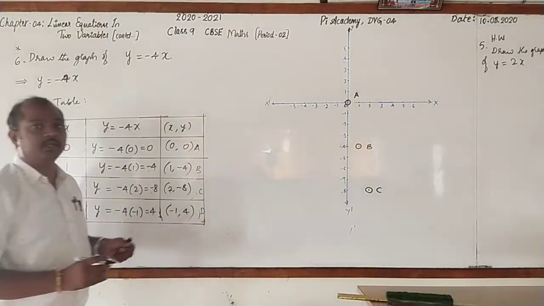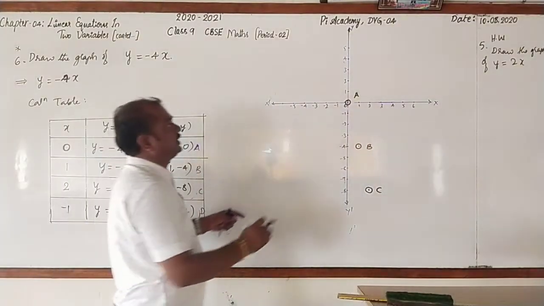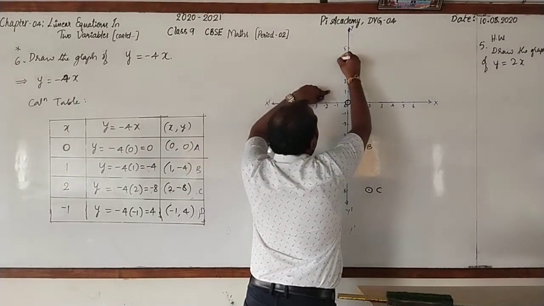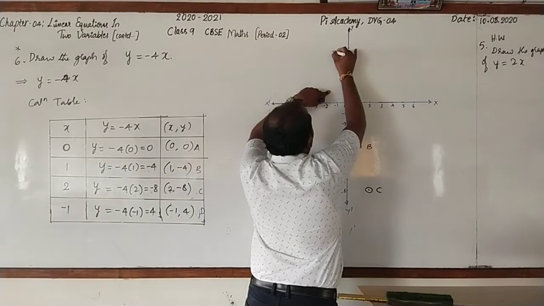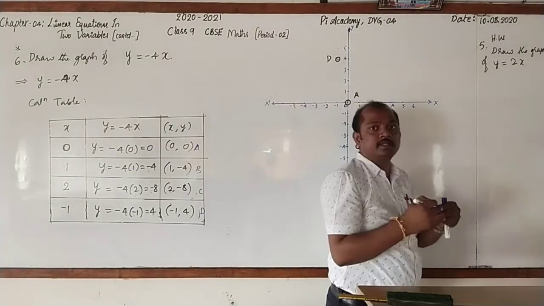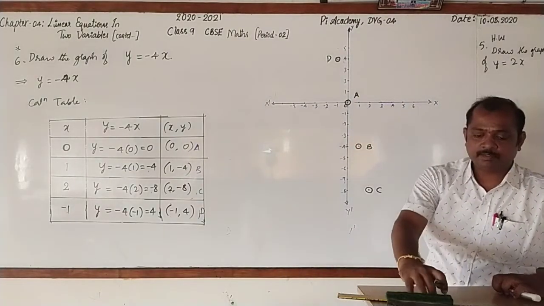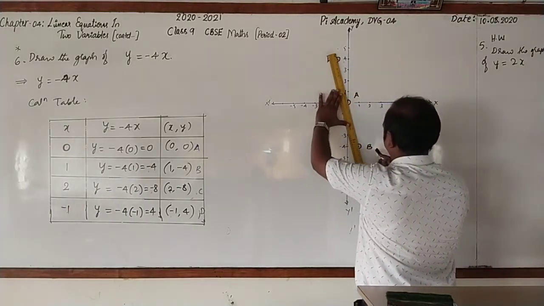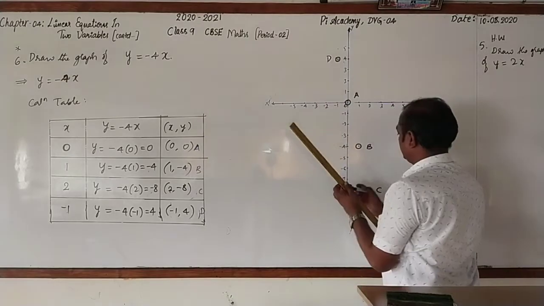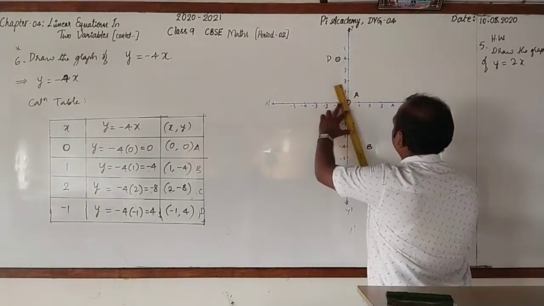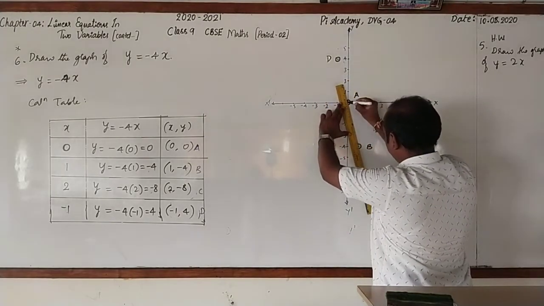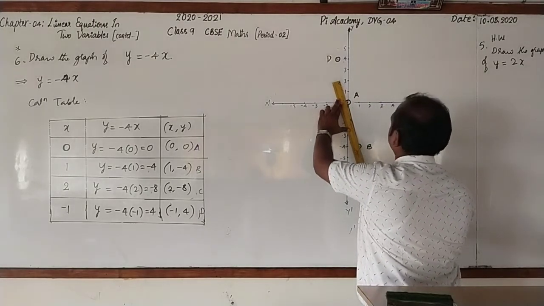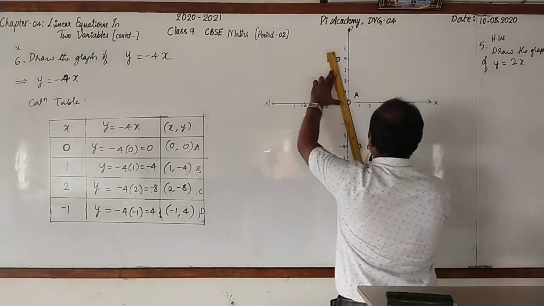And D is minus 1 comma plus 4. When x is minus 1, y is plus 4. That comes here. It is D. Let us go for joining these points. Observe. First, let me join A, B and C. A, B and C. And extend it. Then A to D.